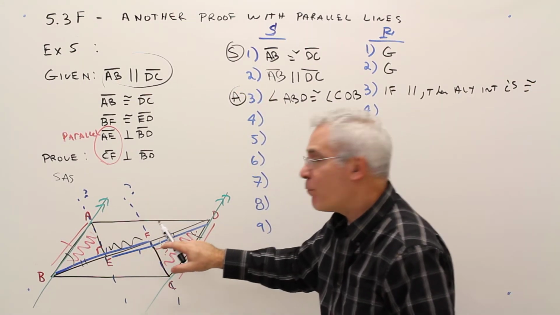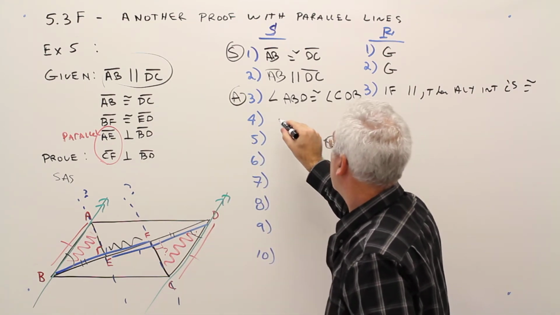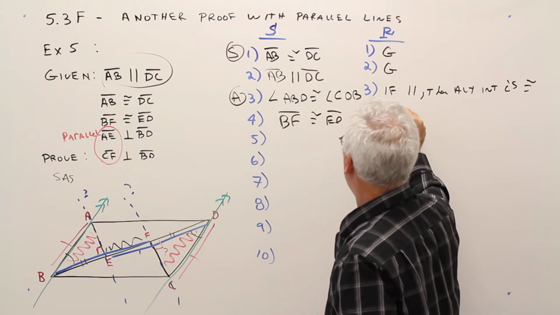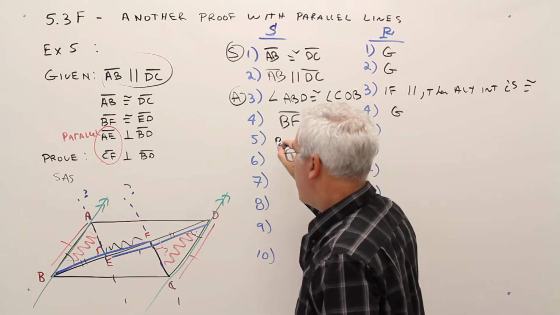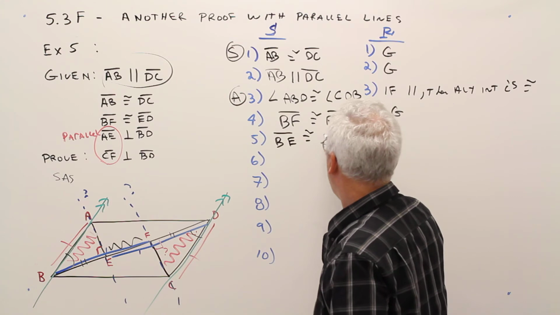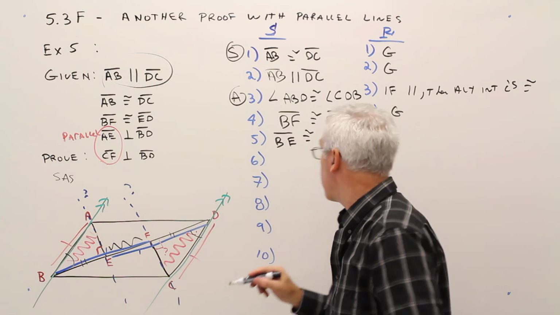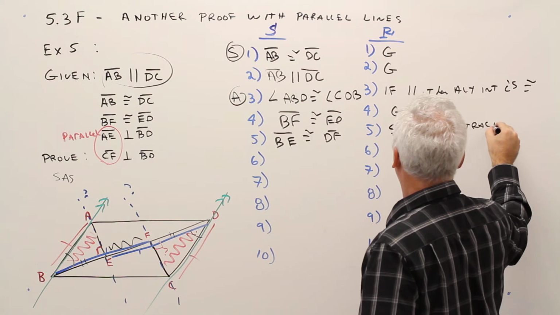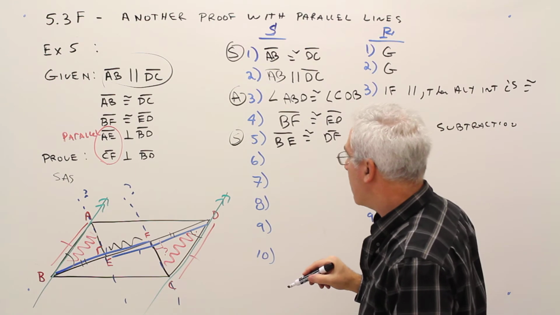And then they gave me those big blue segments. That was right here. So BF was congruent to ED. That was given. Then I'm going to subtract that common segment and obtain BE to be congruent to DF. If a common segment is subtracted from congruent segments, then the difference is congruent. We'll just say segment subtraction.